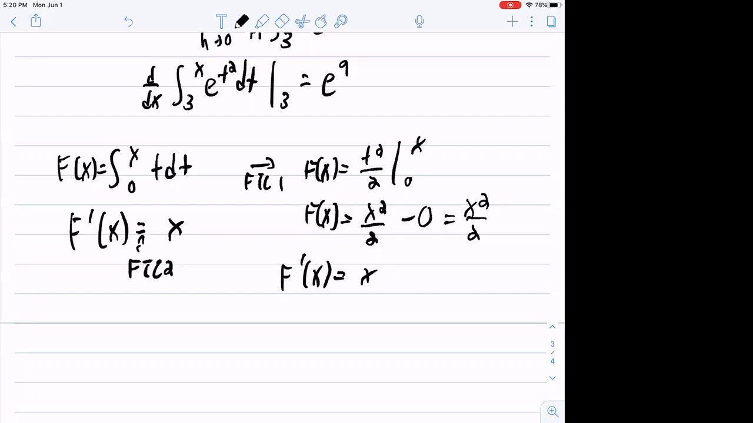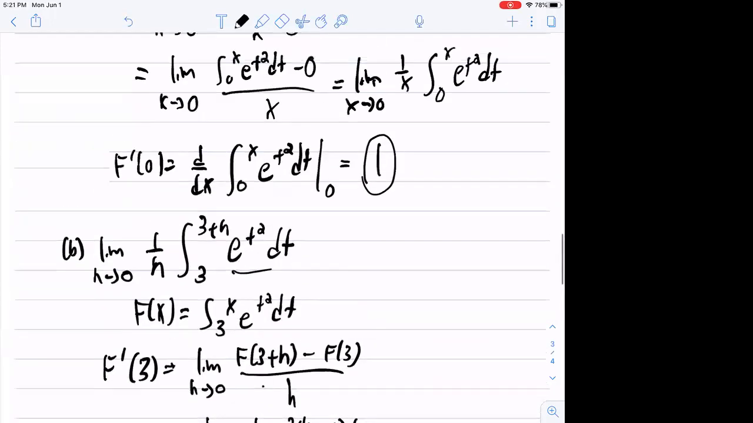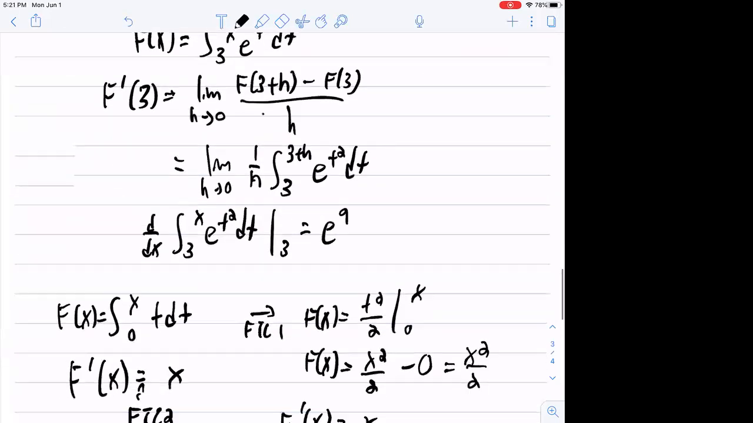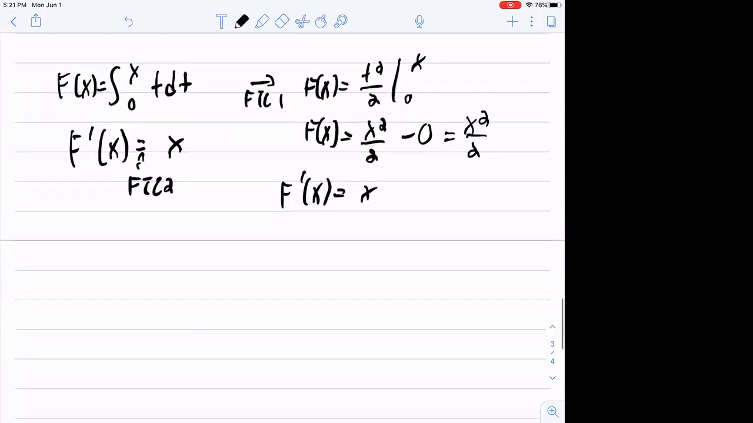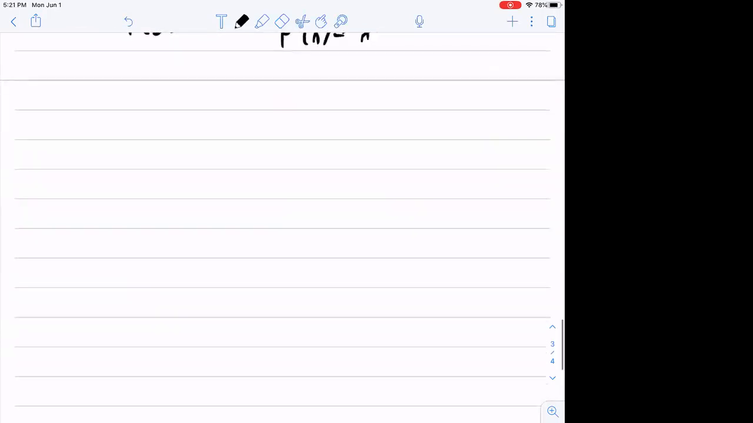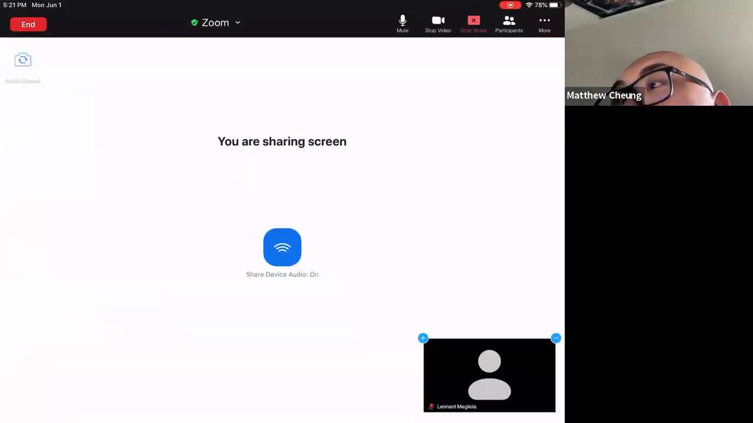But you see, FTC2 is powerful in the sense that even if you don't know how to integrate this thing, you can still find the derivative. But if you knew the antiderivative, then it's the same. Okay, is everyone clear on this? Good, okay.